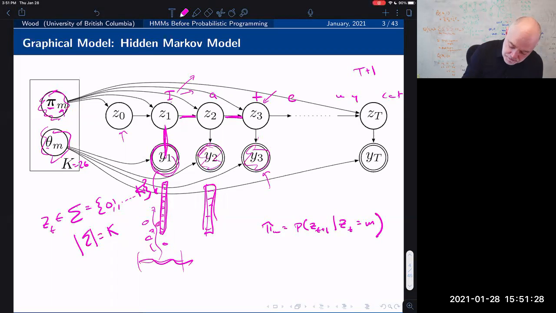And p of Y_t given Z_t is some distribution. We'll often in our stuff use g. It will just be some distribution g parameterized by theta of Z_t.